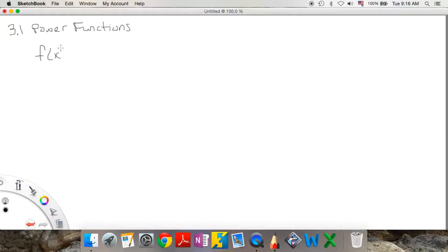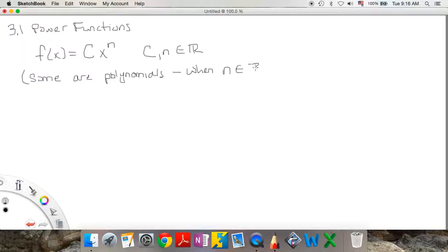So a power function looks like a number c and then the variable x to the n power, and your numbers c and n are real numbers. Now, some of these are polynomials, but that only happens when our n is contained in the set of positive integers. So not all power functions are polynomials, but all polynomials are power functions.